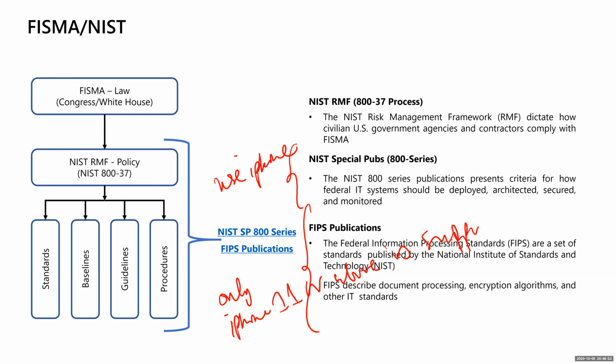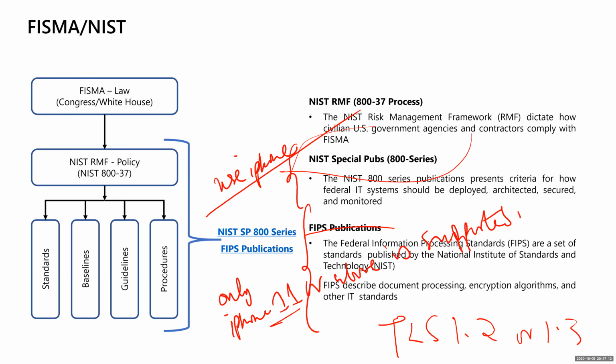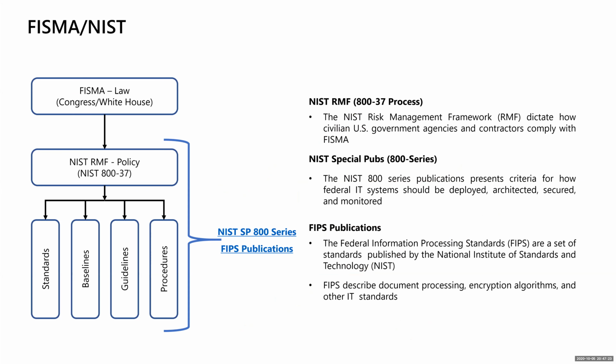That is, if you ever feel like this is so chaotic, focus on the NIST special publications, which provide the criteria: use the iPhone. The FIPS publications look into the description and the standards, like it has to be TLS 1.2 or 1.3. This is the type of encryption algorithm we are going to use. All of those granular criteria, right?